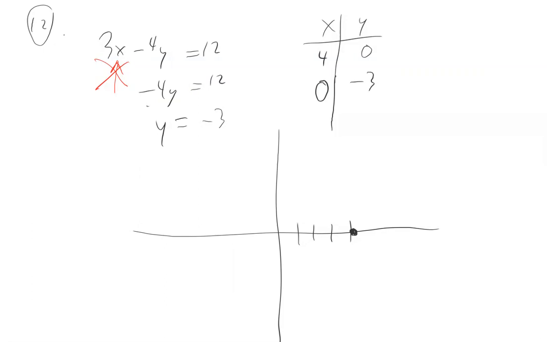So on the y-axis, I'm going to plot negative 3. So then you draw the line through those 2 points. Sorry, I'm getting off track. You try to draw a straight line through those 2 points, like that. And then there is the straight line. All right, now let's try to do number 13.